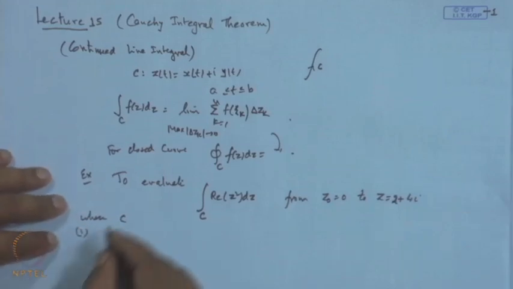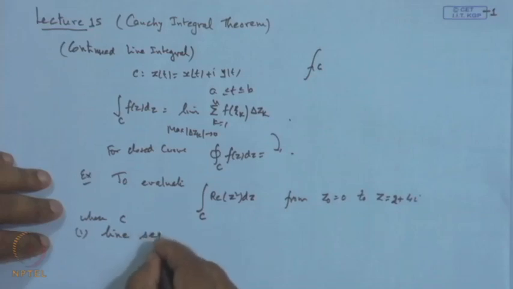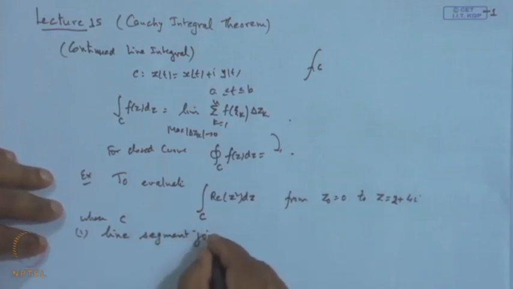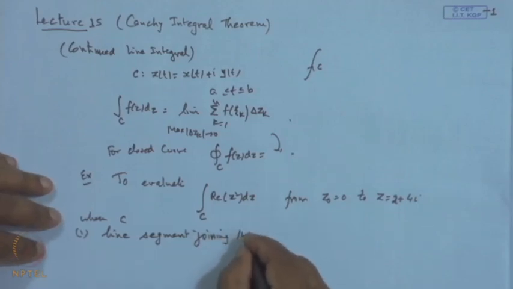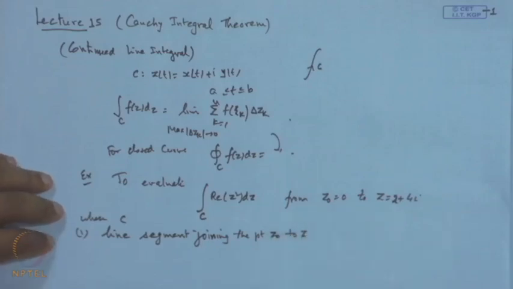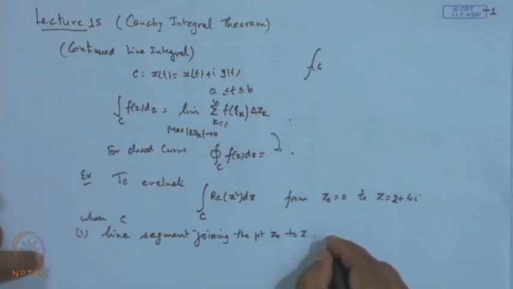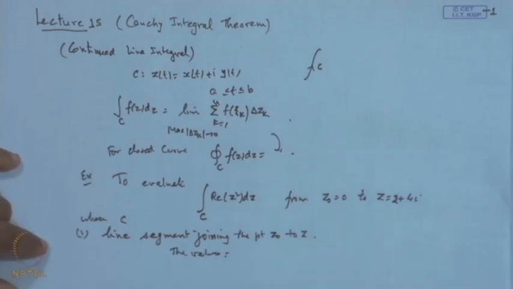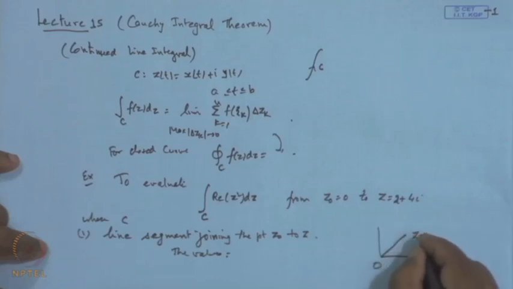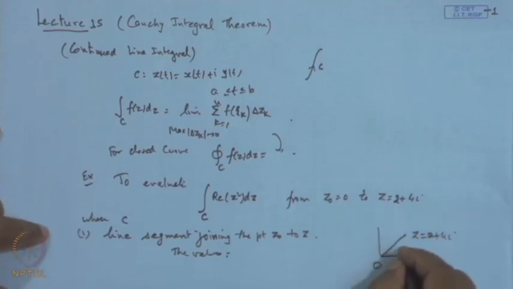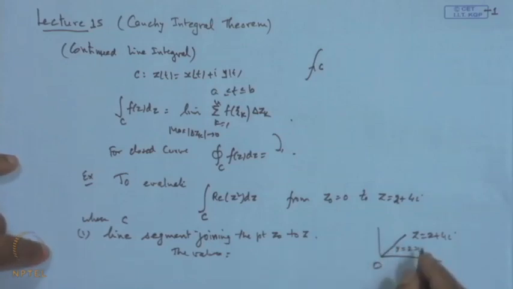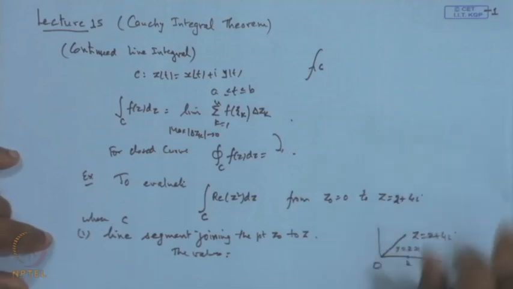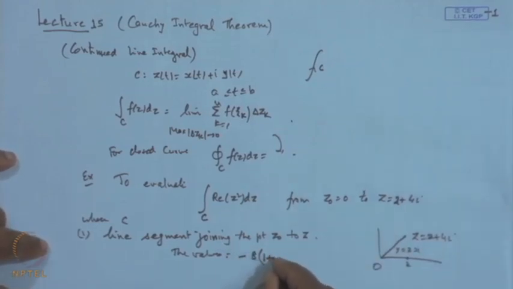One is the line segment, C is the line segment joining the points z naught to z, and in that case we have seen the value. Here is 0, and this is the point z, 2 plus 4i. So basically this line becomes y equal to 2x, and then x will vary from 0 to 2, and after computing the integral we have seen the value of this integral came to minus 8 times (1 plus 2i). We have done this already.